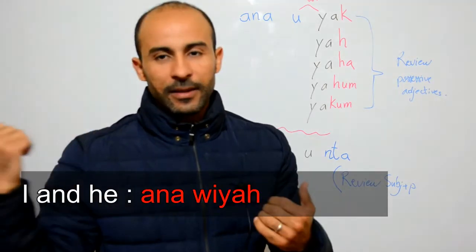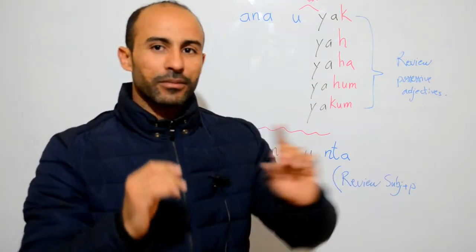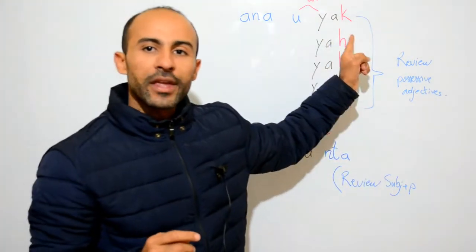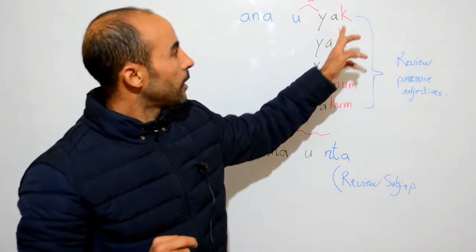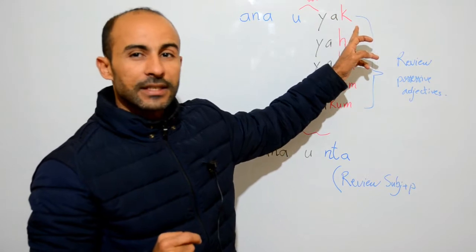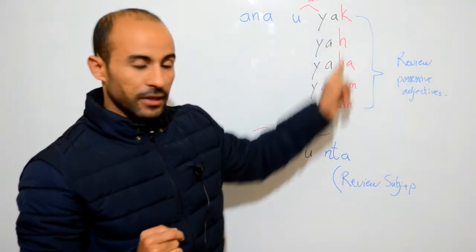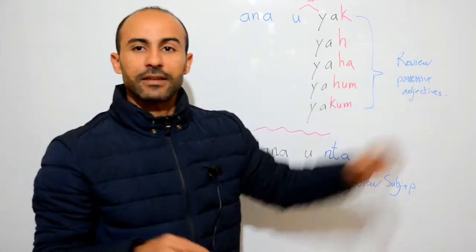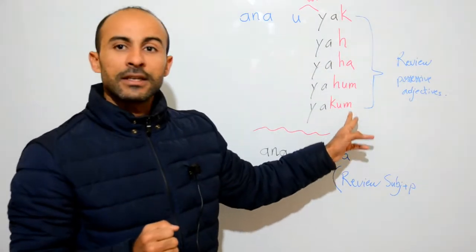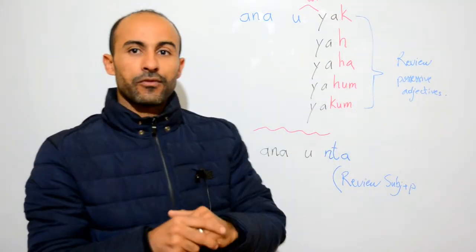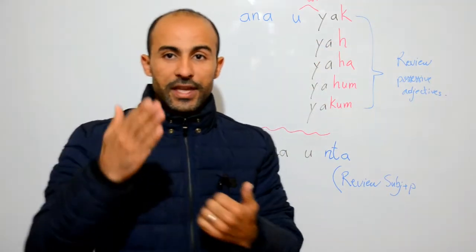So I and he. See, Anna, we are. Just remember this. We are. And then we add here the suffixes. And if you can't remember this, just go and review the possessive adjectives, and you will understand these suffixes, which stand for different pronouns. So we say here, Anna, we, yak.